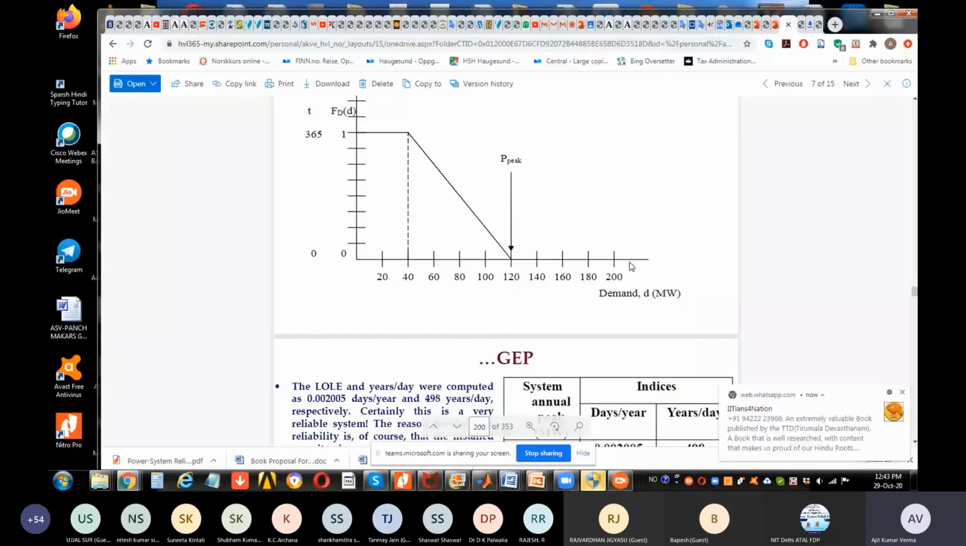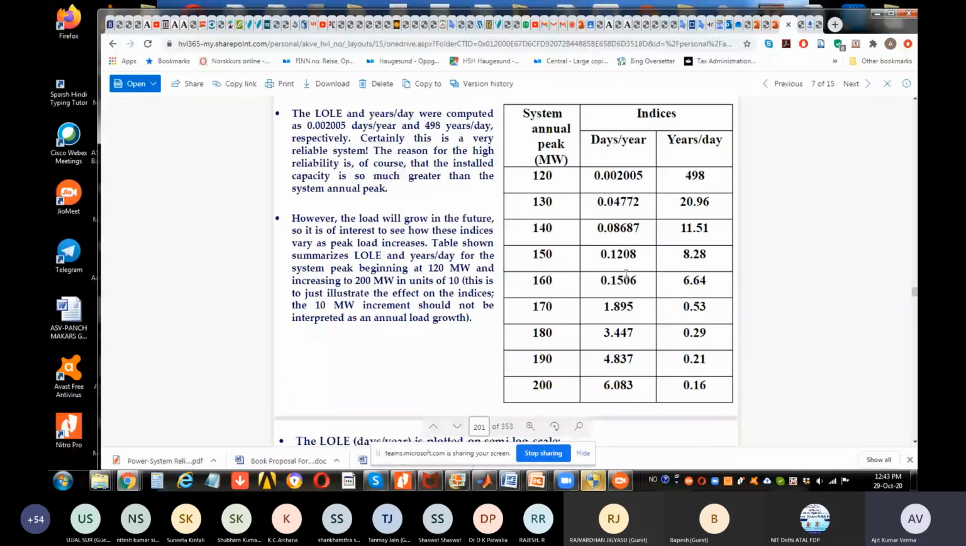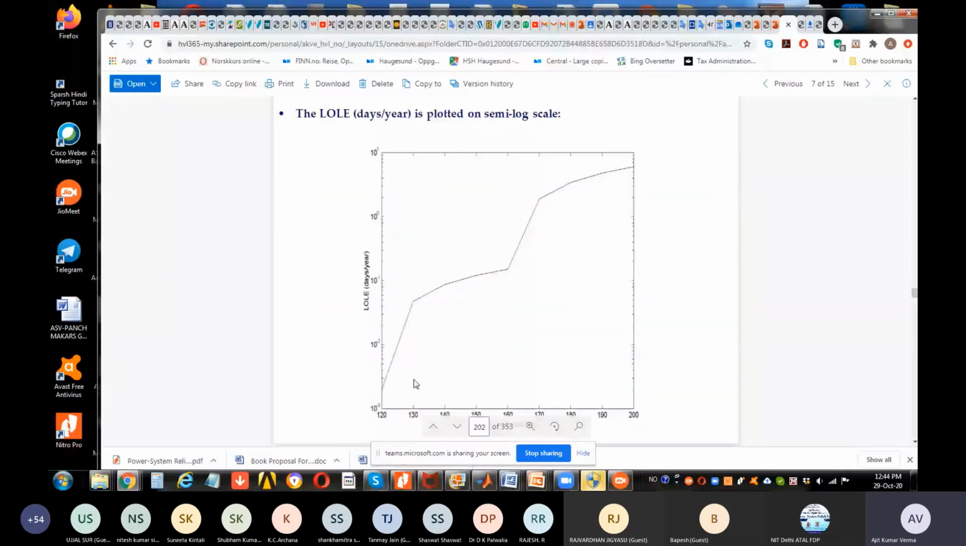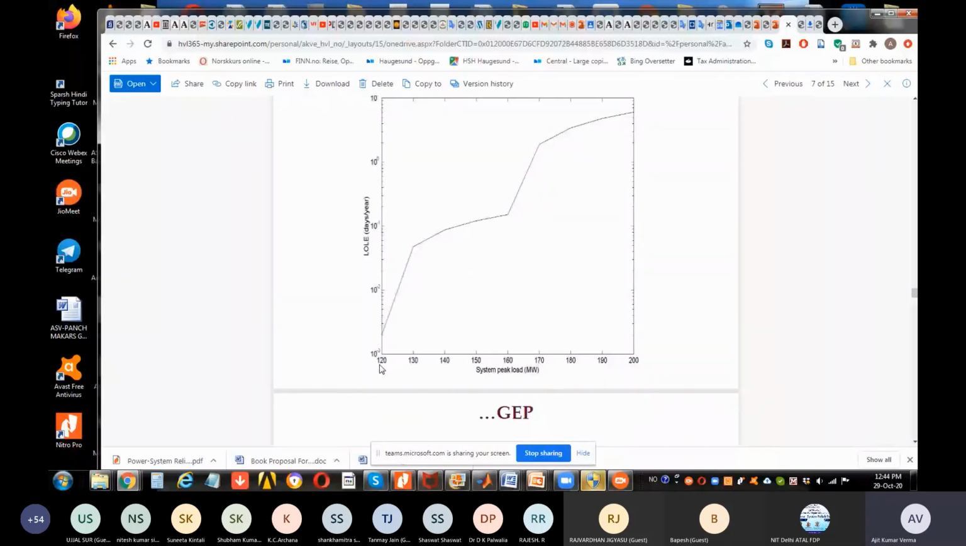And therefore, because of the growth in the load, the LOLE has changed. And therefore, we plot the LOLE versus the system peak load. So the peak load increases from 120, from where we were, up to 200, and how the LOLE has changed. Days per year. So this is a kind of logarithmic scale. So you can see how the LOLE changes with peak load.